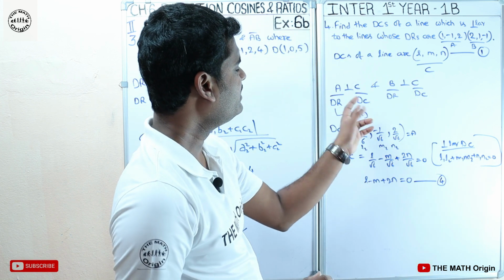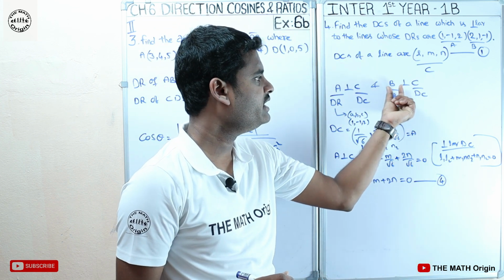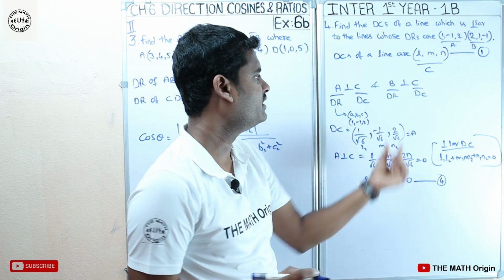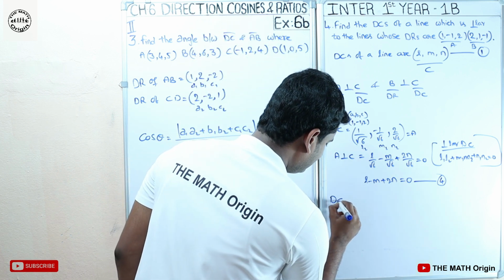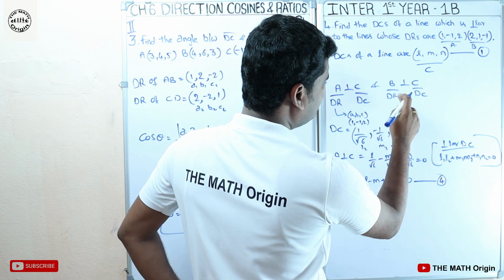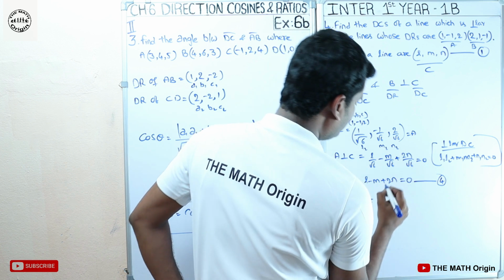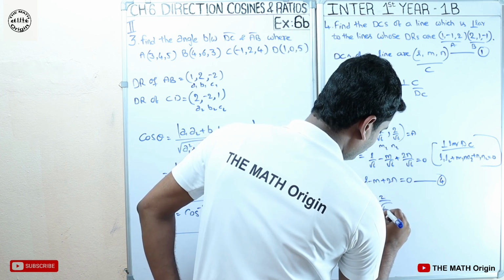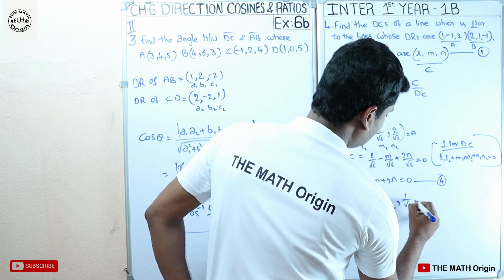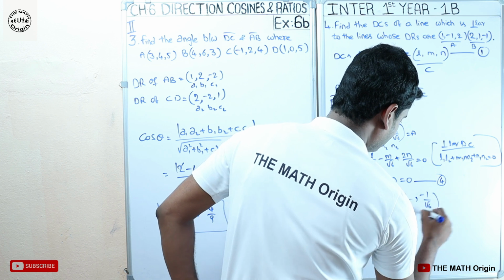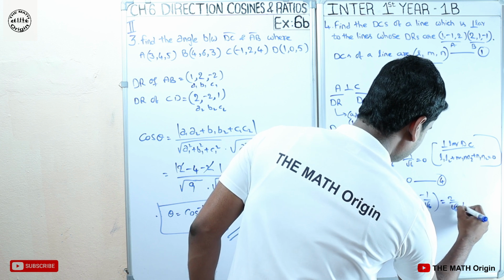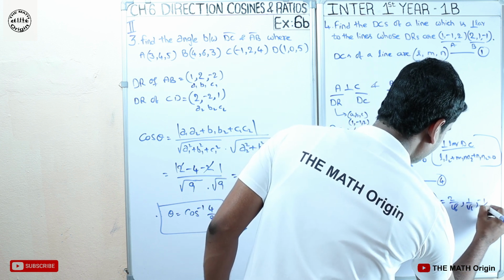Okay, in the same way, now let's do for B is perpendicular to C. So for B we have direction ratios. DCs of B will be 2 by root of 4 plus 1 plus 1. Okay, next 1 by root 6, next minus 1 by root 6. So the values are 2 by root 6, 1 by root 6, next minus 1 by root 6.